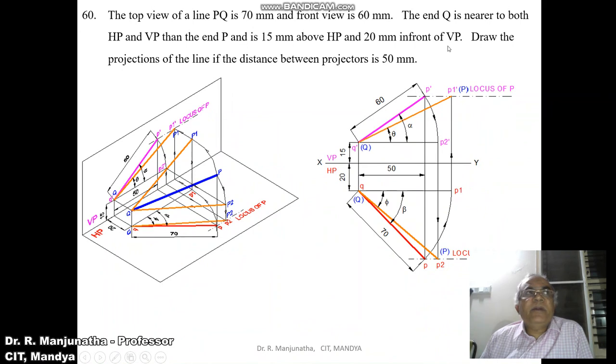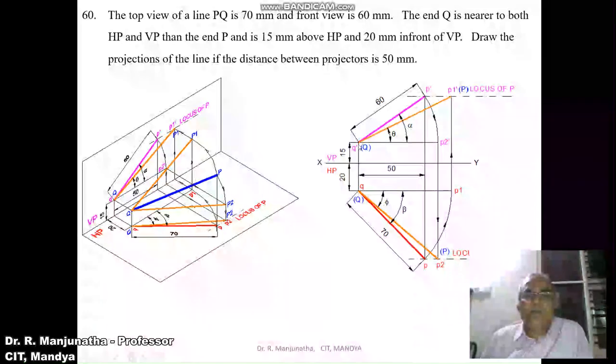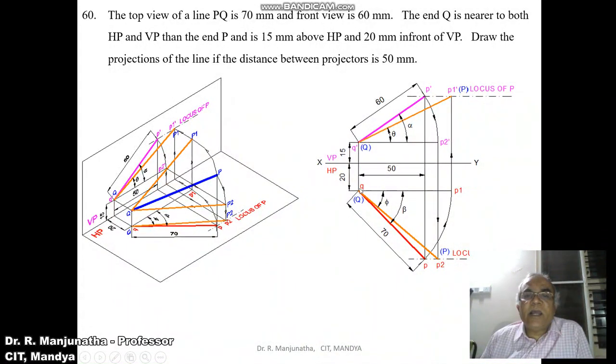Similarly, 20 mm in front of VP. In front of VP, distance can be seen in the horizontal plane. So since HP is below the XY line, from the XY line you measure 20 mm and draw a horizontal line which is parallel to XY with a thin line. Consider any point and draw a vertical projector so that it cuts both the lines, at Q dash and small q.